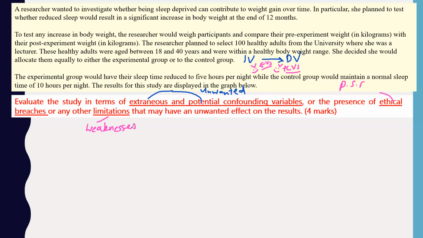And it's worth 4 marks. So try to have at least 3 different points, maybe 1 for each, 1 extraneous potential confounding variable, 1 ethical breach, and 1 limitation, or maybe 2 extraneous, 1 ethical breach, 1 limitation, something like that. So just about 3 to 4 points in total there. So I'll give you guys about 3 minutes now to evaluate this study and write some points there. And your time starts now.